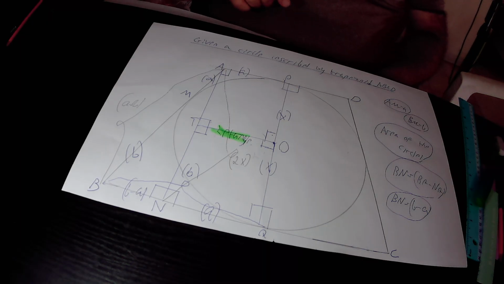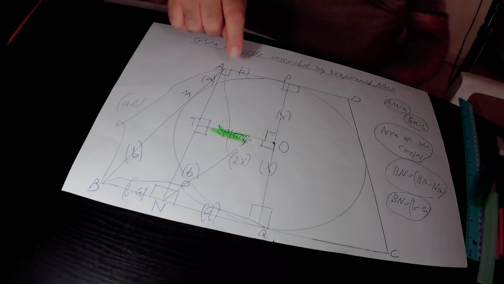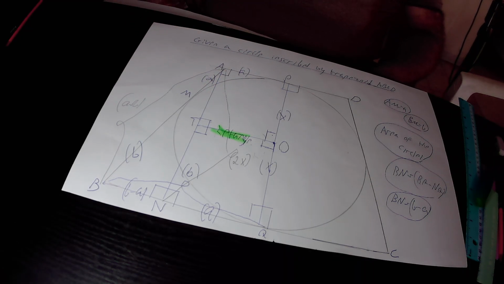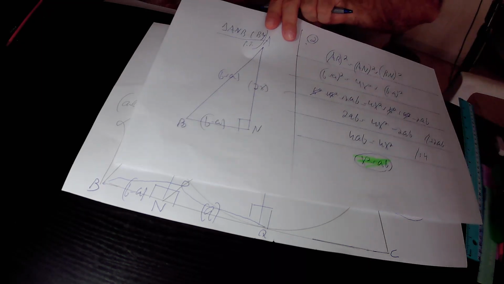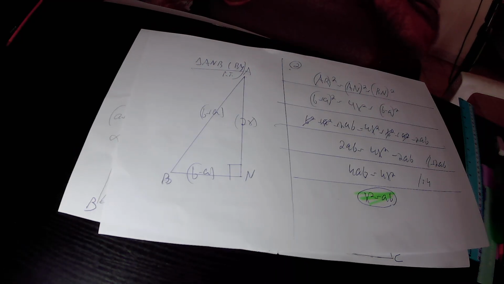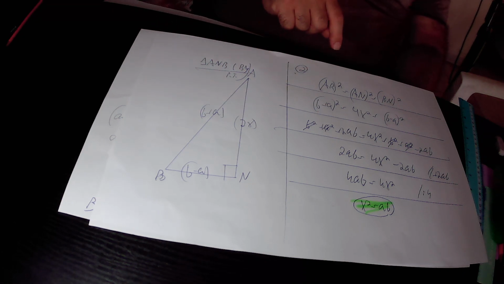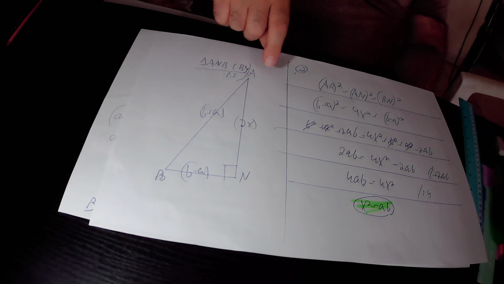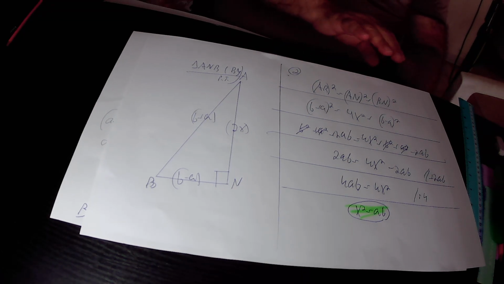In the next step, I copied the right triangle ABN into a new equation and implemented the Pythagoras theorem on it. According to the Pythagoras theorem, in a right triangle, the square of the hypotenuse equals the sum of the squares of the perpendiculars. As mentioned before, the hypotenuse AB is B plus A, AN equals 2x, and BN equals B minus A. So AB squared equals AN squared plus BN squared.